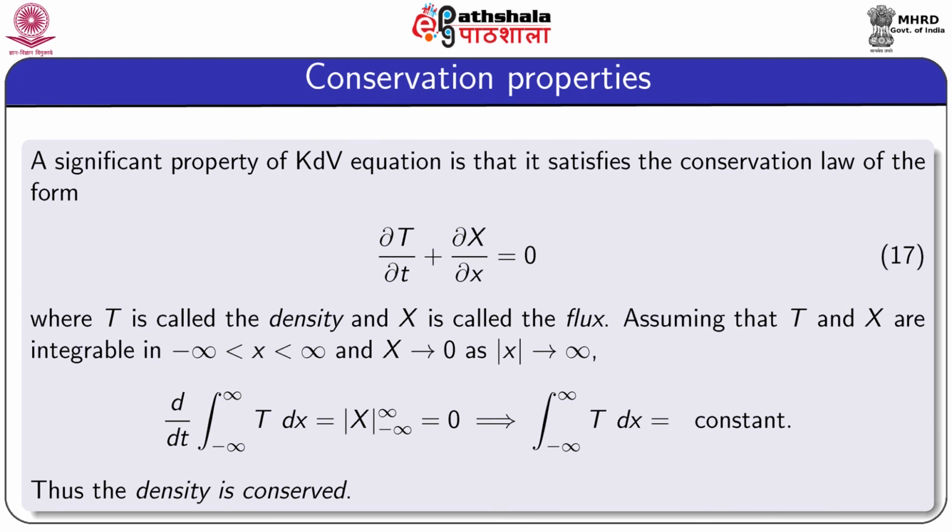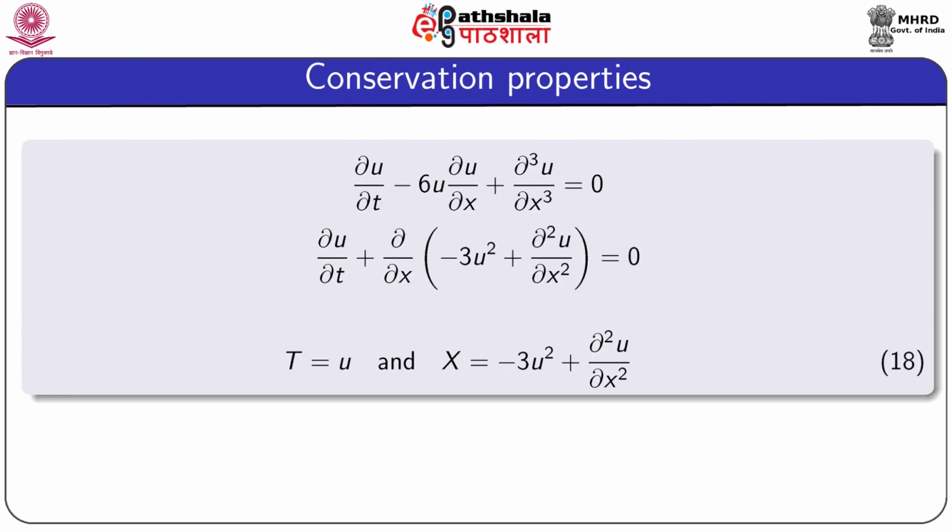Now, we shall go back to the nonlinear KdV equation, which is given by del u by del t minus 6 u del u by del x plus del 3 u by del x cube equals 0. This is the standard form of the equation. Now, this equation can be written in the form del u by del t plus del X by del x of minus 3 u square plus del 2 u by del x square equals 0, where capital T is equal to small u and capital X can be assumed as minus 3 u square plus del 2 u by del x square.